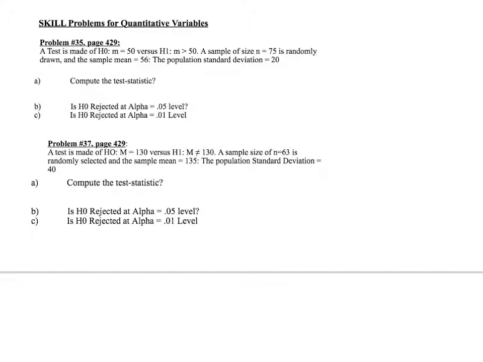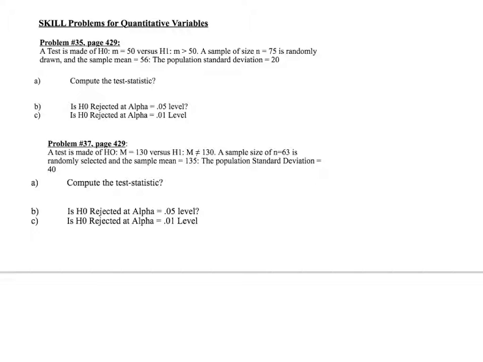So we're now going to look at some problems in the book. We're going to turn to page 429 and look at problems dealing with the z-test. The first two problems we're going to look at are about doing the skills that we need to help develop future problems.